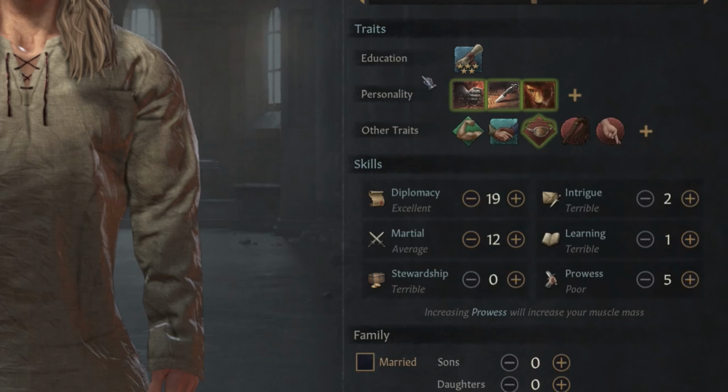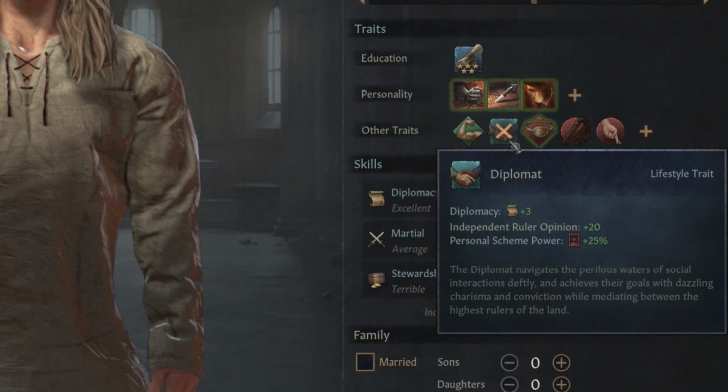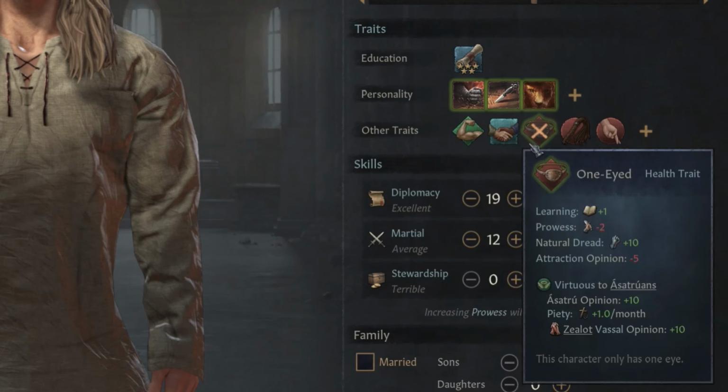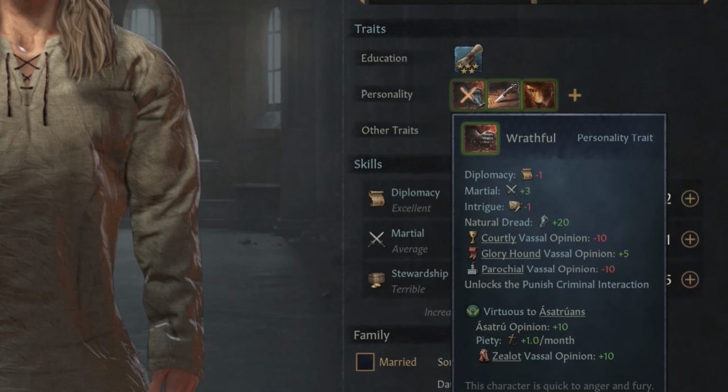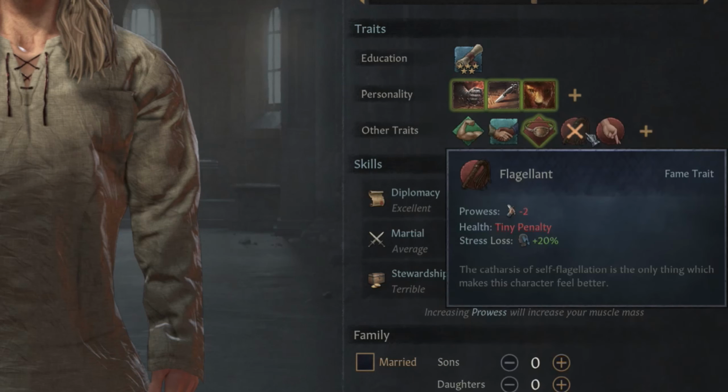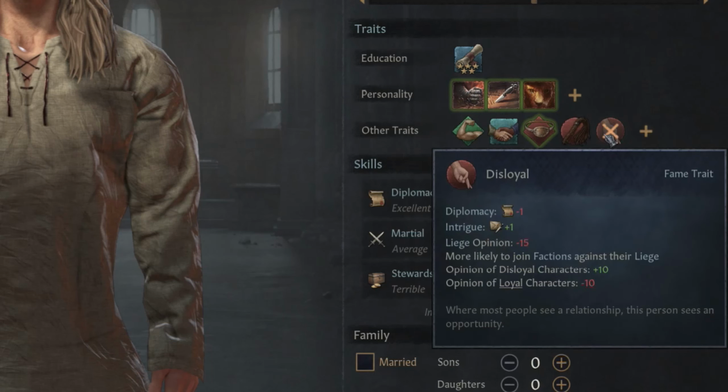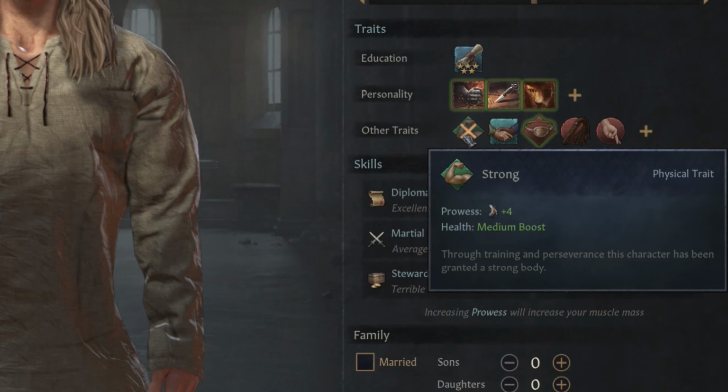We also need independent rulers to love us, so we're getting the diplomat trait for the massive opinion. One-eyed is super efficient for a virtue, and we'll get these 3 other virtues as well for another plus 37 total opinion. Flagellant and Disloyal are simply to get point refunds, and Strong is so we can live long enough.